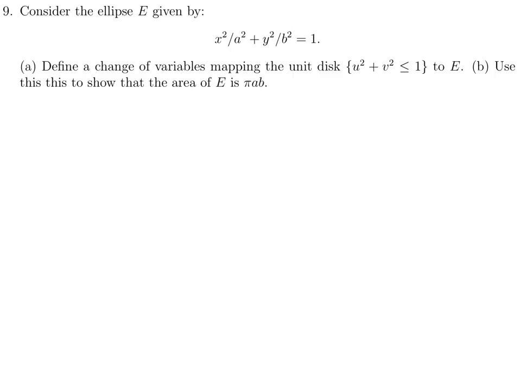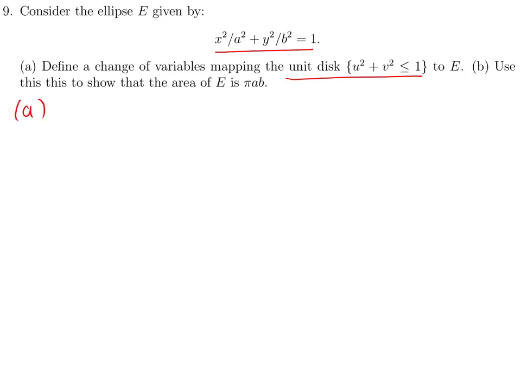Okay, so question 9. Here we're given an ellipse. This is the equation of an ellipse in two dimensions, and we're asked to do two things. One is to find a change of variables mapping the unit disk to this ellipse, and then use this to find a formula for the area. So let's do part one.